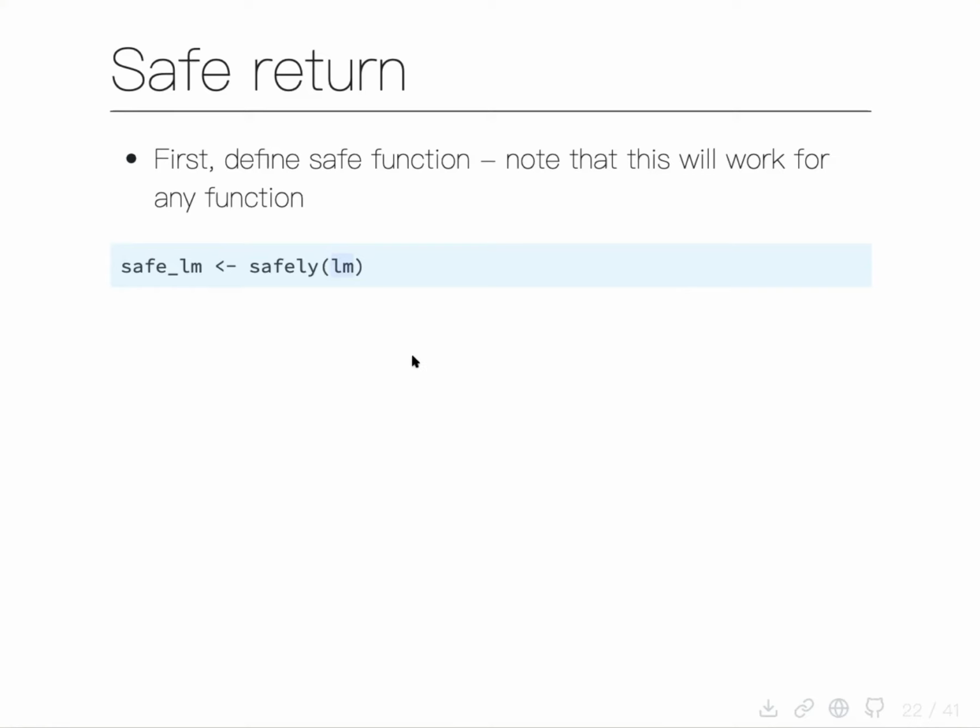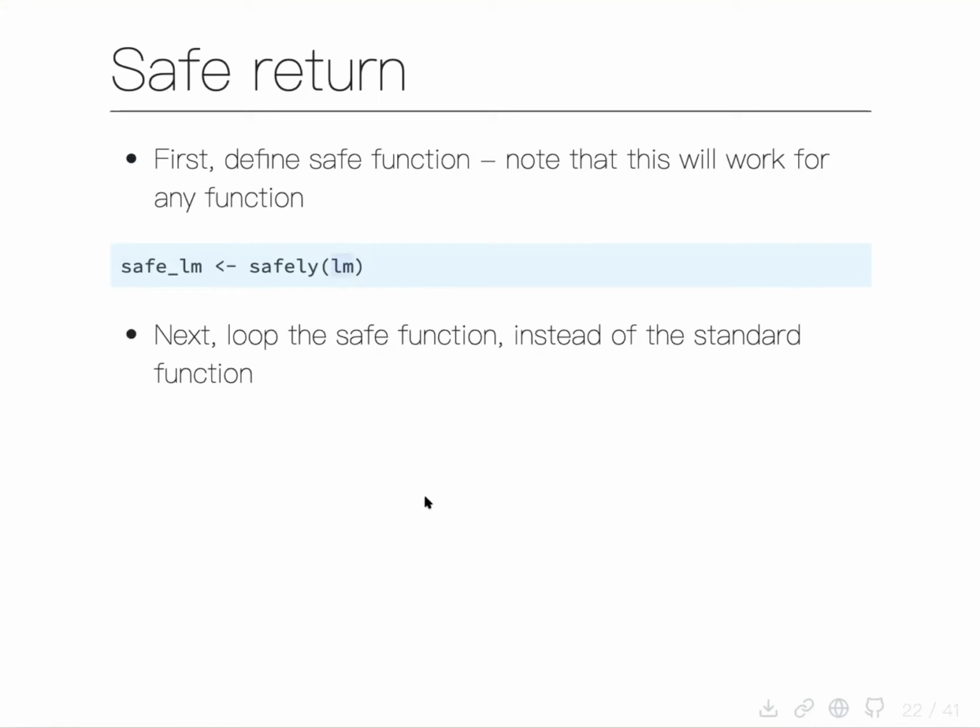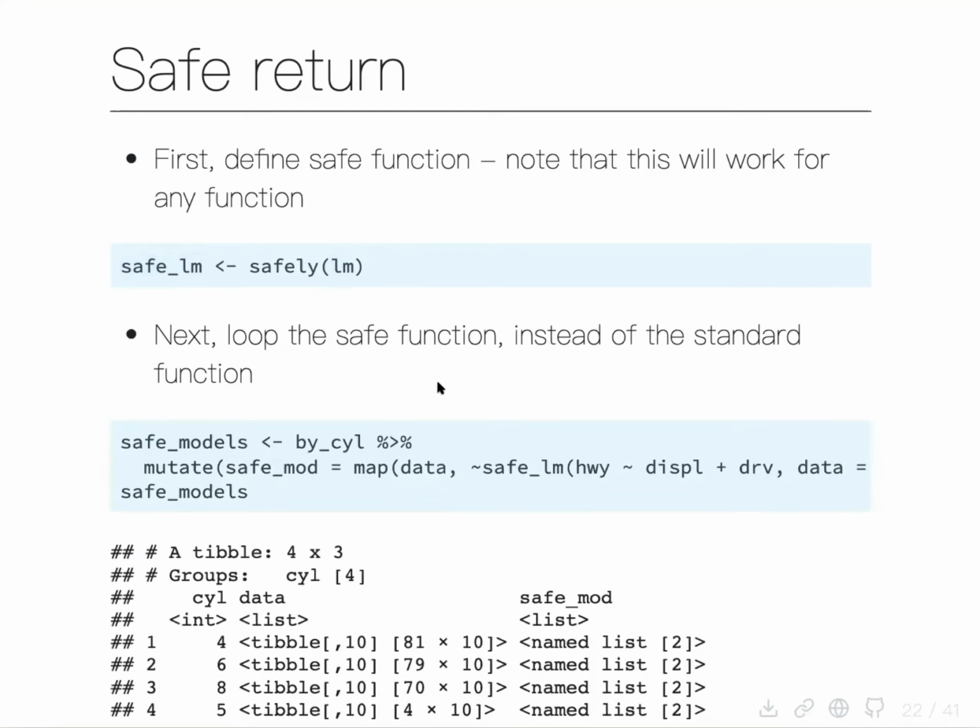Okay, so now when I iterate through, rather than applying lm as I did before, I'm going to apply this safe_lm function. I first create this safe version of the function that I want to apply, and then I loop that version through when I do my iterating. I'm calling this safe models. I loop through, and everything works, right? It loops all the way through.